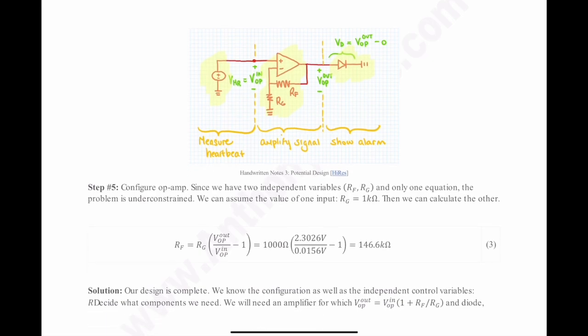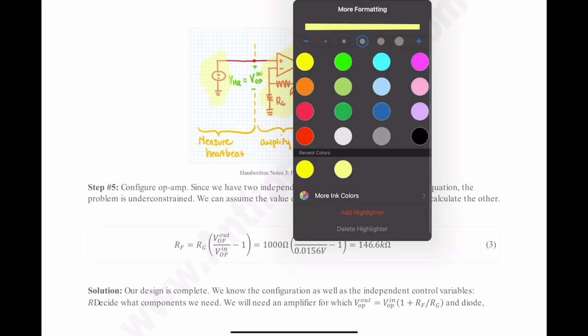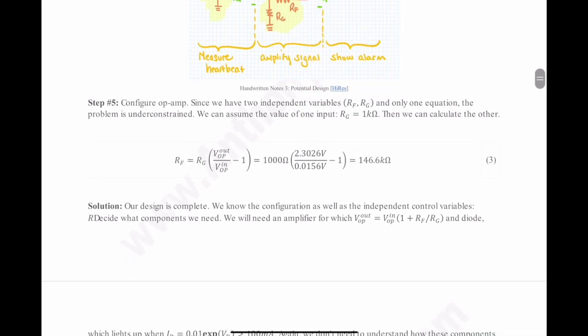So we know what the desired threshold values are. We know what our circuit is going to look like. And we've been given the transfer functions, or the functions that describe their behavior, for all of the components. The last thing we need to do is figure out what resistance values will help us do this. So next step, we need to configure our op amp. Since we have two independent variables, both RF and RG, and only one equation, the problem is under-constrained. Under-constrained means that there's multiple solutions that will provide us the desired behavior.